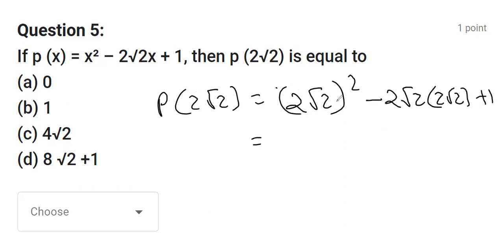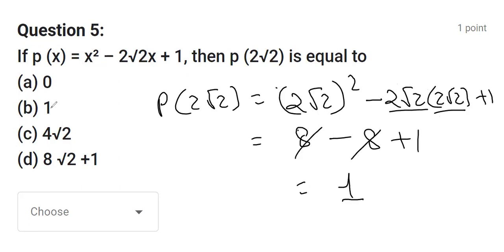Now the square of 2 is 4 and the square of root 2 is 2. What I mean to say here is that we have to find the square of this: 2 squared is 4 and root 2 squared is 2. So 4 into 2 is 8. So this is 8 here, minus again 2 root 2 into 2 root 2, which is again 8, because 2 into 2 is 4 and root 2 into root 2 is 2, and 4 into 2 is 8, and plus 1. Plus 8 minus 8 get cancelled, so we get positive 1, or say 1 is the value of p of 2 root 2.